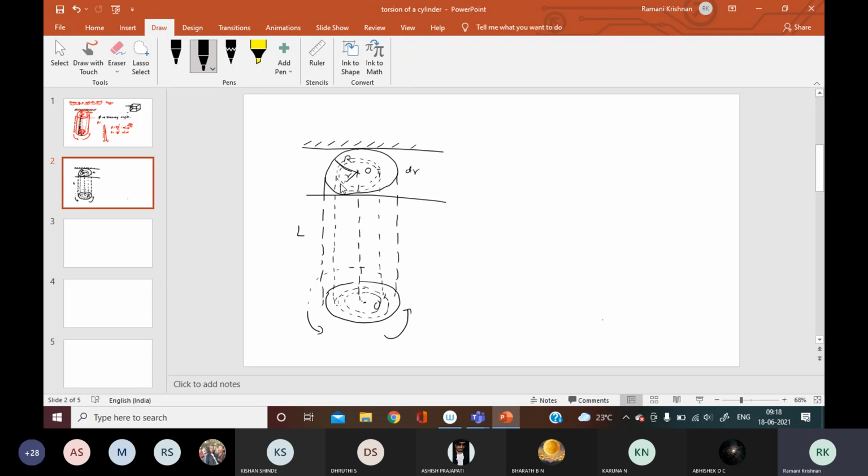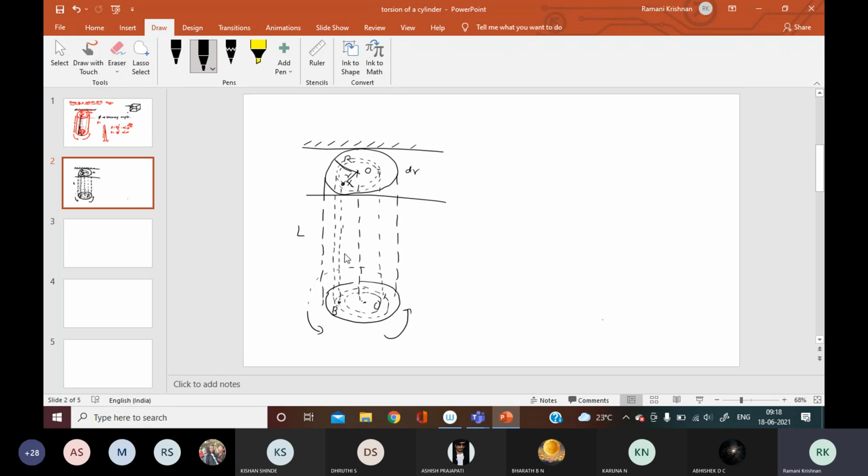Now I'm taking a point X here. When we don't disturb the cylinder, in the upper layer there's a point X. The same point at the lower layer, let this point be B. So X at the upper layer, the same point at the lower layer is B.